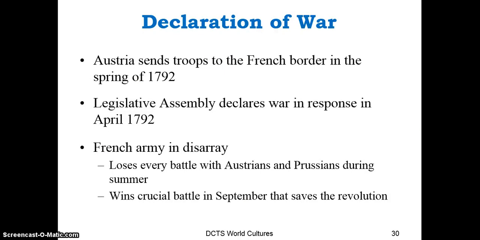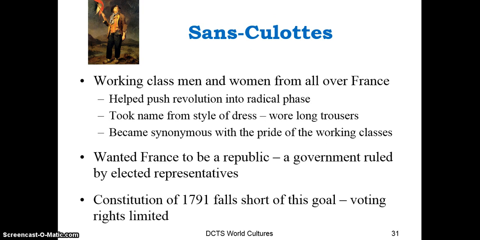Declaration of war. Austria sends troops to the French border, once again trying to protect the French monarchy. They do not want to support the French Revolution, just keep the monarchy intact. The Legislative Assembly declares war less than a month later. The French army, in disarray, loses every battle with the Austrians and Prussians during the summer. However, they will win a crucial battle in September, and that is literally going to save the revolution.